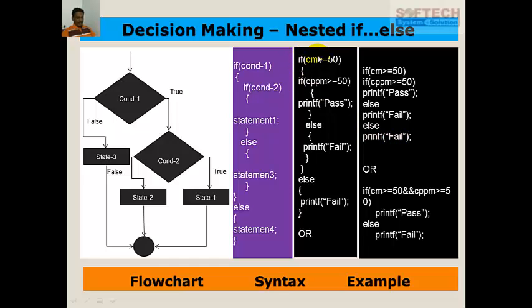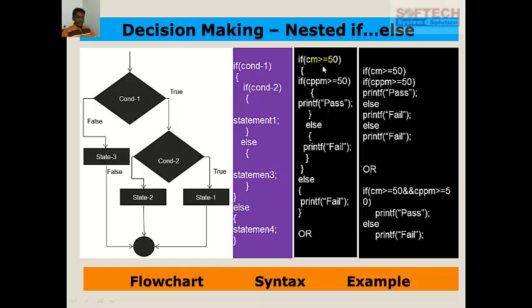If the C subject mark is greater than or equal to 50, then it checks whether the C++ mark is greater than or equal to 50. If both conditions are true, it displays pass. But if the C mark is greater than or equal to 50 and the C++ mark is not greater than or equal to 50, the condition is false, and it prints fail.